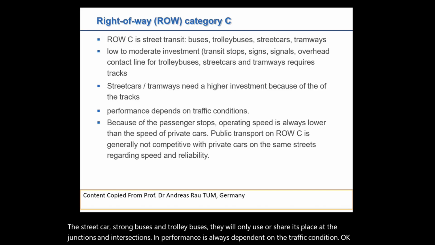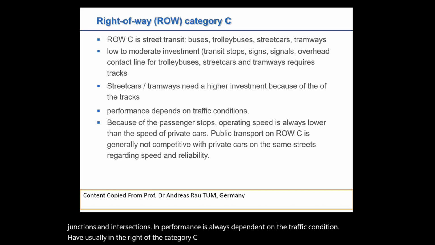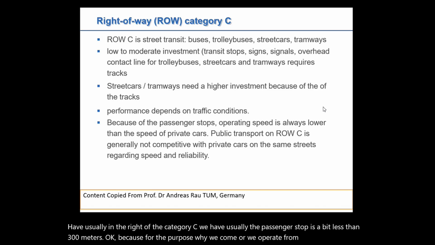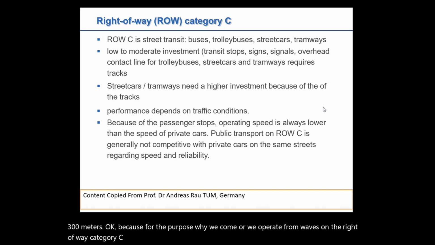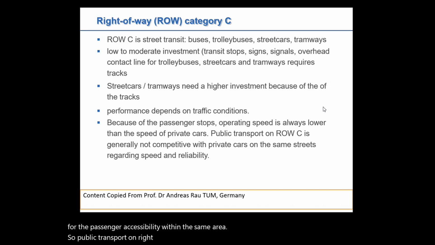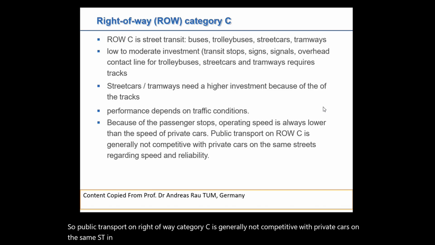In right of way category C, the passenger stop spacing is usually a bit less than 300 meters, because we operate tramways here where there is less demand or less design for speed, as well as for passenger accessibility within the same area. So public transport on right of way category C is generally not competitive with private cars on the same street in terms of speed and reliability.